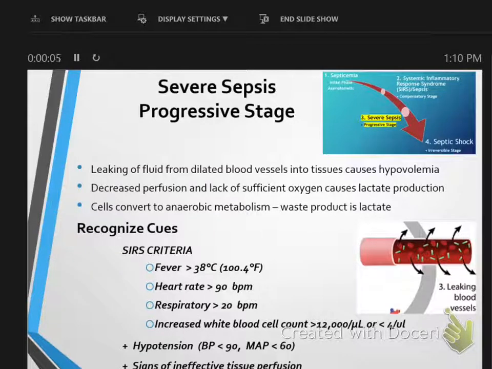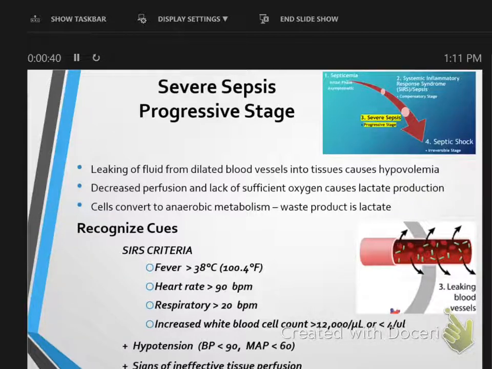So we're going to see the same SIRS criteria, but now we've got vasodilation, low blood pressure, and signs of ineffective tissue perfusion, because we're now leaking fluid rather than delivering stuff out to the body. Why do we see a lactate level going up? Yeah, the cells are asking for more oxygenation than we can give them. Sometimes we give them 100% oxygen, and the cells need more than that because they're in such a high demand state. So now that we're in a progressive stage, these things are starting to get out of control.